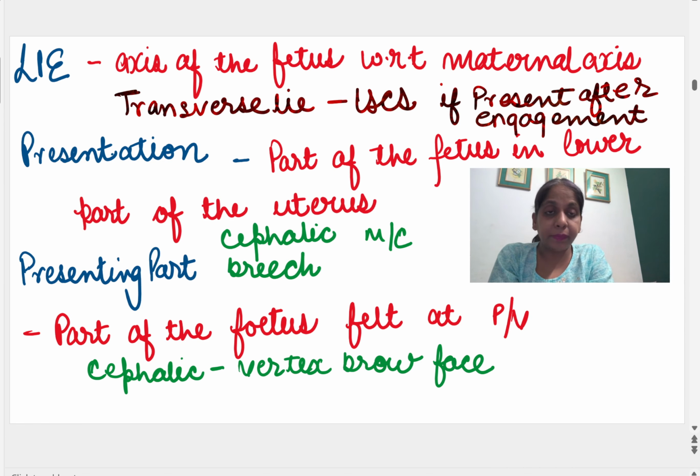Now what is presentation? The part of the fetus which is in the lower part of the uterus. If this is the uterus, the fetal part in the lower part of the uterus is the presentation. It can be cephalic if the part is head, it can be breech if the part is pelvis. It can also be shoulder. In transverse lie, usually the presentation is shoulder.